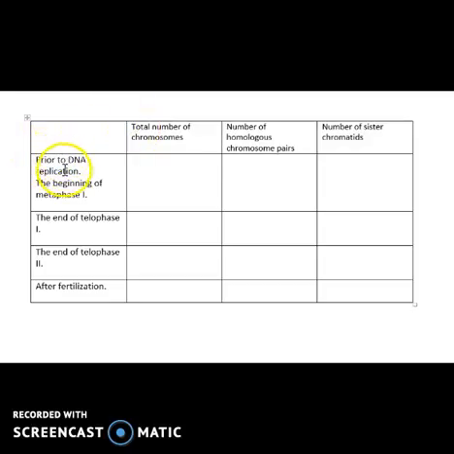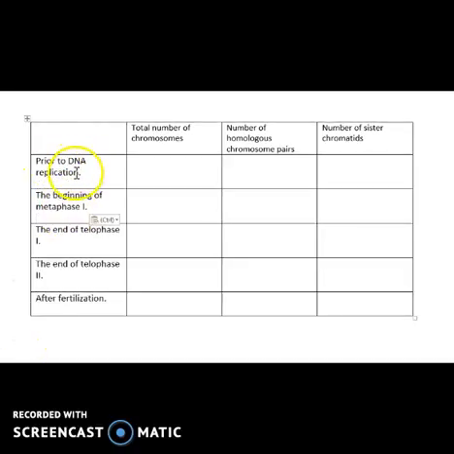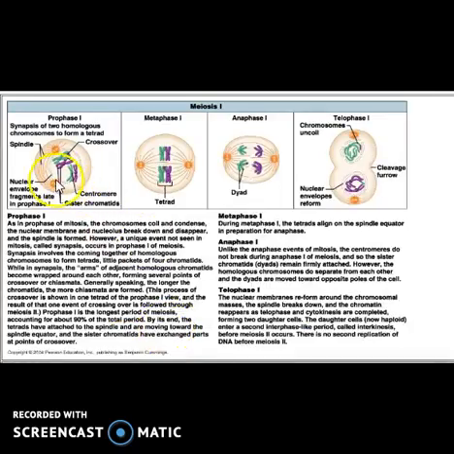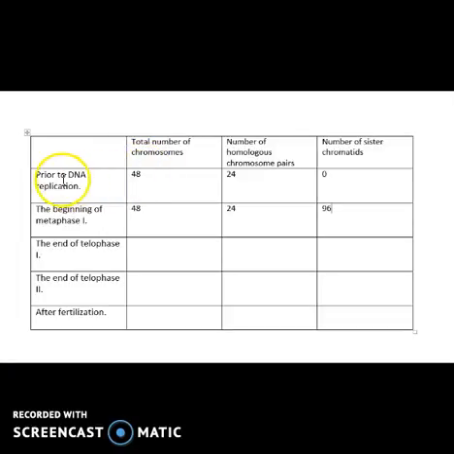So prior to DNA replication, the beginning of metaphase 1, those two got bunched up together. So prior to DNA replication, what I like to do is bring up that image to answer these questions. So prior to DNA replication, there are 48 total number of chromosomes, 24 homologous chromosome pairs, and 0 sister chromatids.